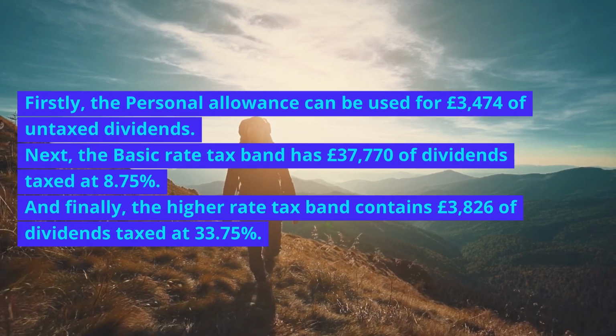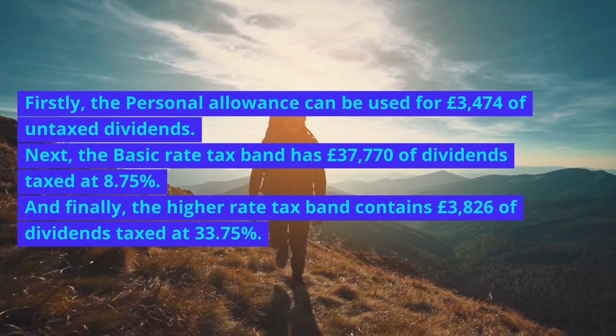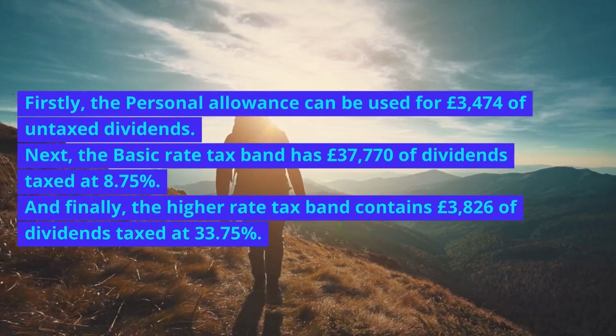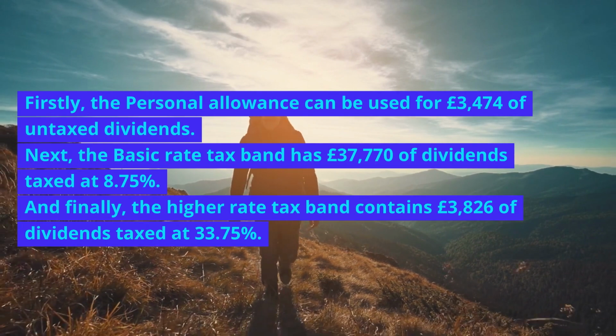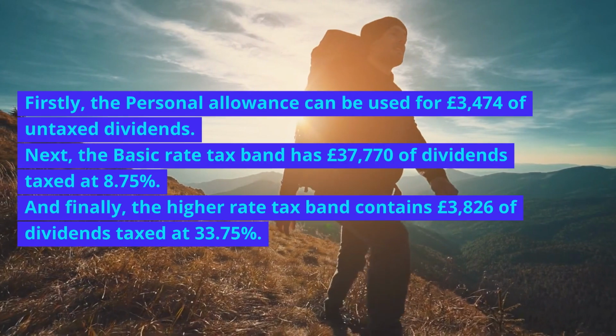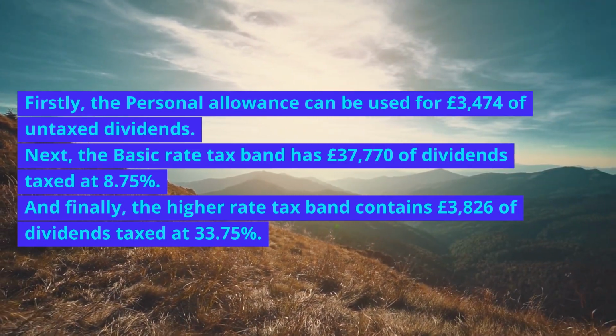Firstly, the personal allowance can be used for £3,474 of untaxed dividends. Next, the basic rate tax band has £37,770 of dividends taxed at 8.75%. And finally, the higher rate tax band contains £3,826 of dividends taxed at 33.75%.